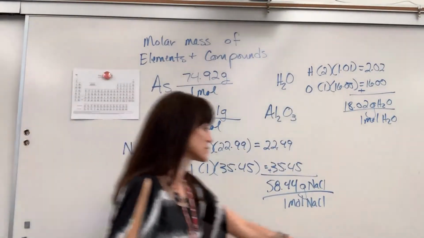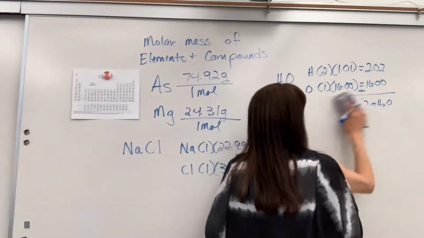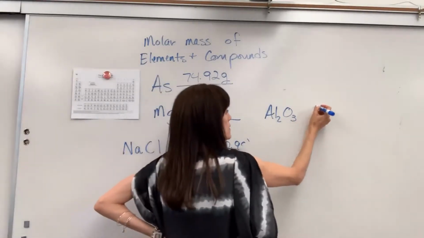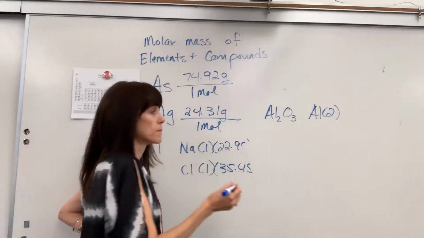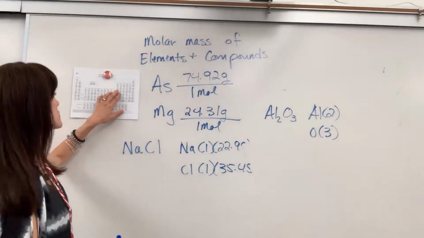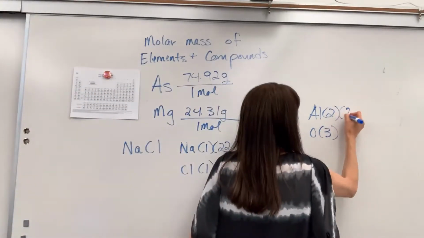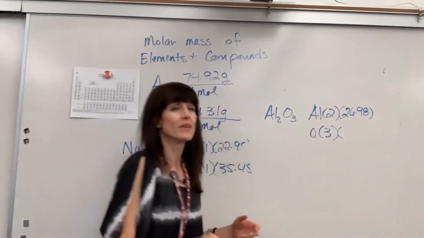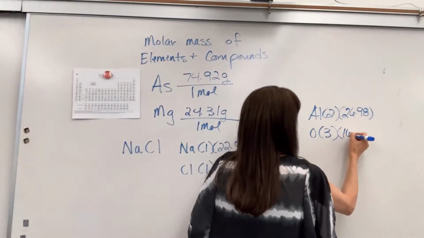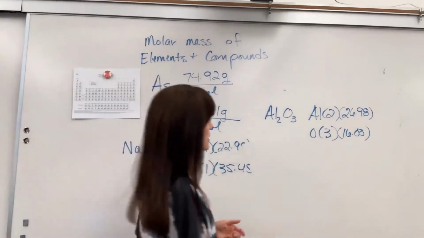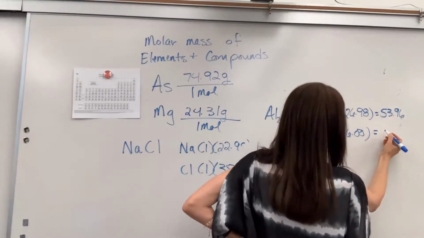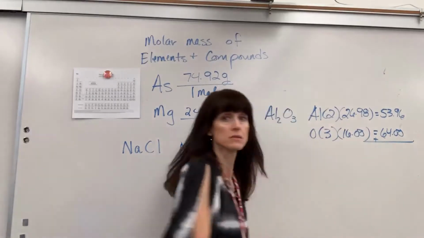Let's do another one. I wanted to do this one, aluminum oxide, because we had subscripts on every element. Okay, aluminum. So my aluminum, we've got 2 of those. Oxygen, we have 3 oxygen atoms. I look at the periodic table. Aluminum, atomic number 13, is 26.98. Oxygen is 15.999. That's why it's rounded to 16. Okay, I go ahead and multiply these. We're going to get 53.96 and 64. Now all we have to do is add this together.